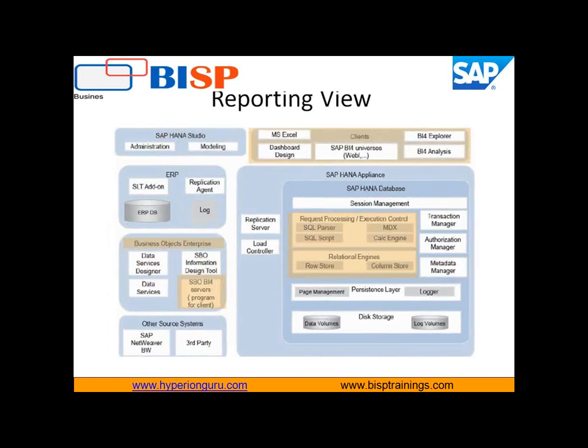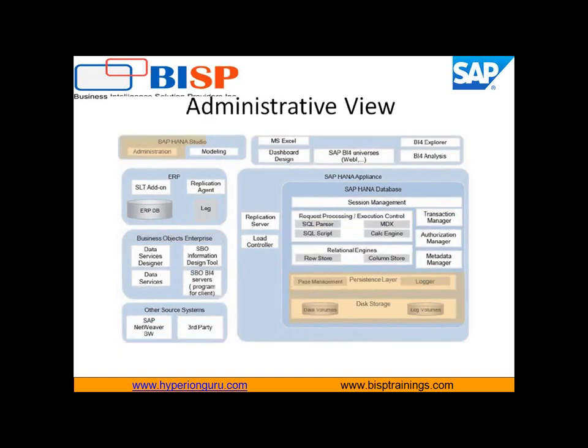For the reporting view, the request will come from the client application layer and be passed on to the session manager, and all the processes we discussed earlier will be executed one by one. For the administrator view, the main tool is HANA Studio. In that view, we have the administration tab. It's a centralized place where you can see the server performance, database performance, and how the replications are going on.